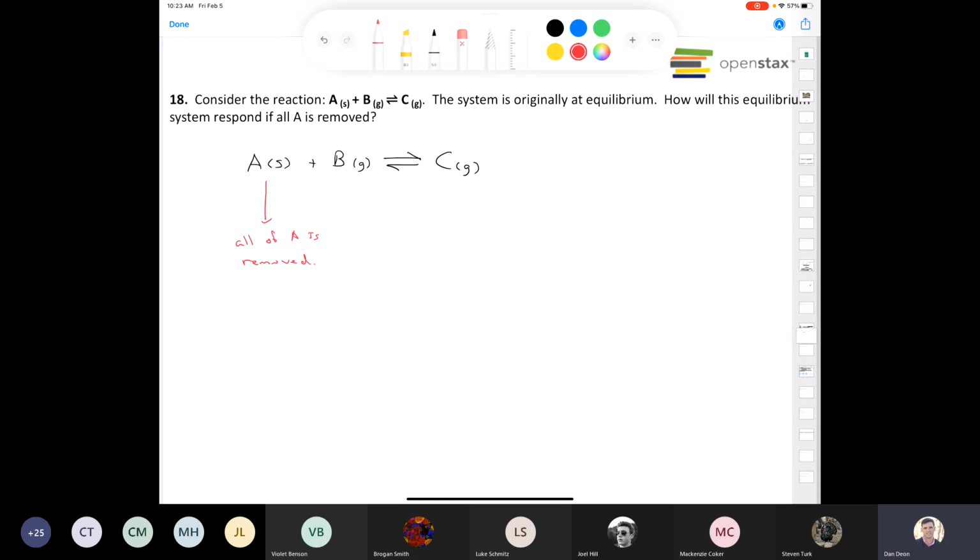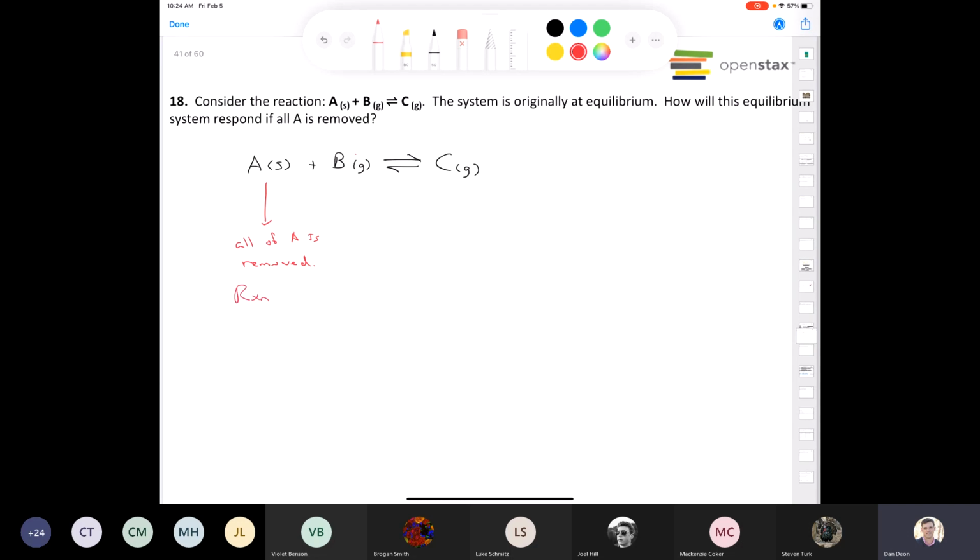Now I know that only these two members are part of the equilibrium expression, but as I was mentioning to you earlier, the A is part of the reaction. And so if you removed every last molecule of A, then you don't even have this reaction anymore, do you? You've got something else. You've only got B and C. So in order to reestablish the equilibrium, the reaction will have to shift to the left.